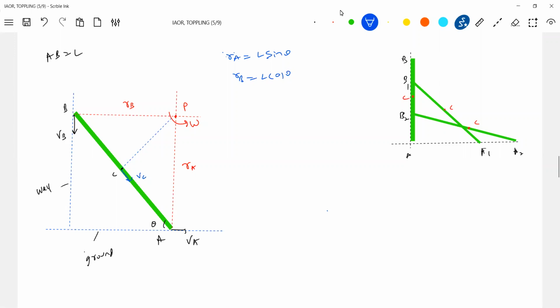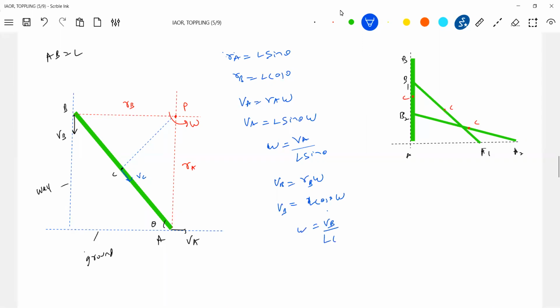If I give L and VA, then you can bring in omega. So what is VA equal to? RA into omega, which is L sine theta omega. So omega equals VA by L sine theta, or VB is equal to RB into omega. You can use this formula. RB is L cos theta.